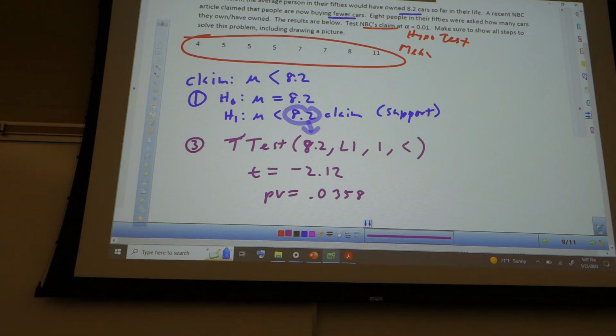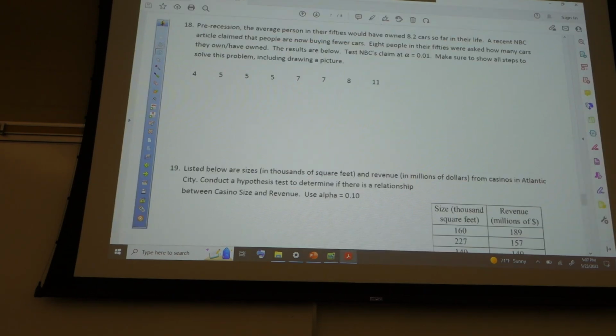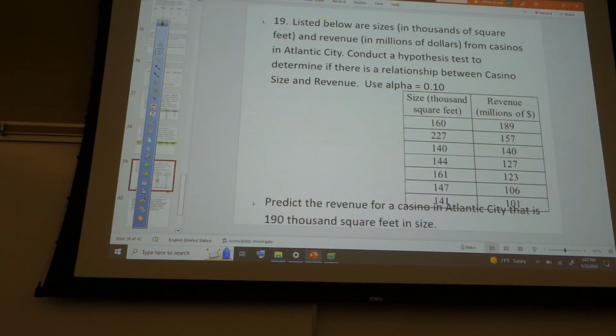All right, so next we're going to take a look at number 19. So that's this one here. Take a look and decide what kind of problem this one is.